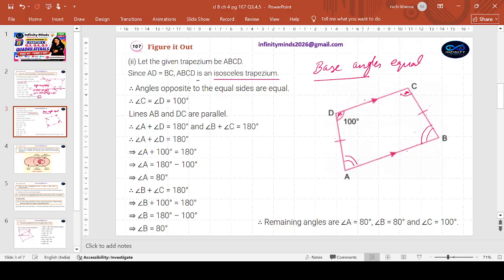You could say there are two base angles. Base angles A and B are base angles, and C and D are base angles. These two correspond with each other, and these two correspond with each other. Okay. There could be multiple ways to solve this.